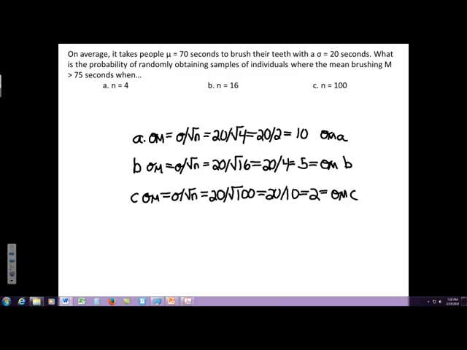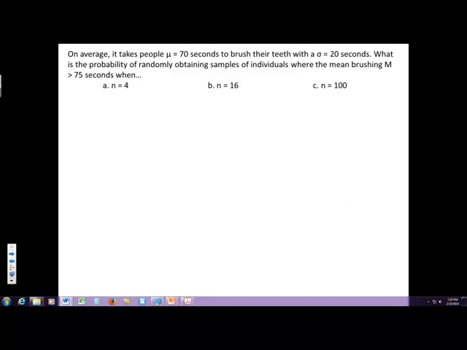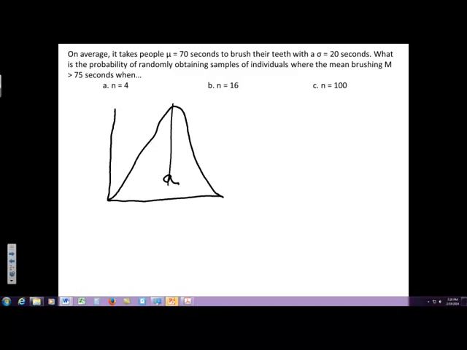Okay, let's go ahead and sketch our sampling distributions now. So for A, let's draw our normal curve. We'll say this is distribution A. Our mean is in the middle of 70. And most people are falling between 60 and 80, because remember, our standard deviation, or our standard error in this case, was 10.